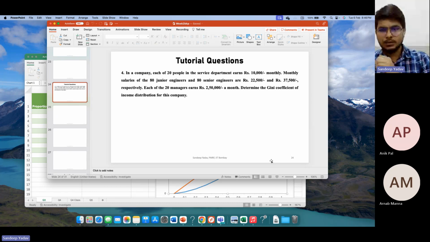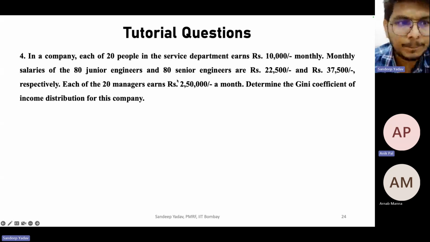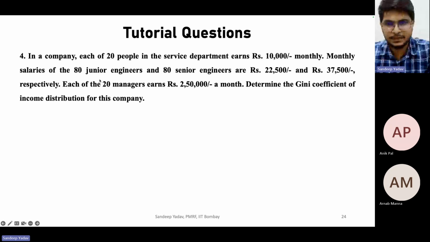So this shows, just get full screen. In a company, each of the 20 in the service department earns 10,000 rupees monthly, and there are 80 junior engineers and 80 senior engineers, who earn 22,500 rupees and 37,500 rupees respectively.